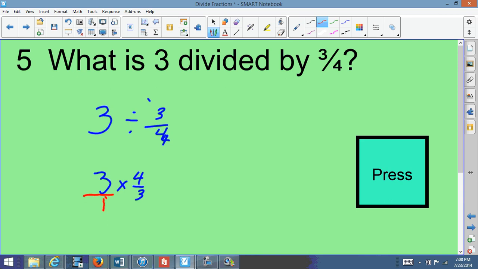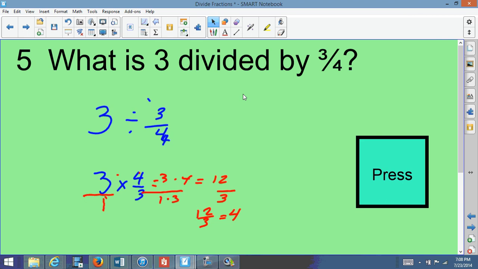If you remember my other video on how to multiply fractions, top times top. So we'll have 3 times 4, and that'll equal the new top number, which is 12. And underneath that we have 1 times 3, and that'll give us 3. So our answer is going to be 12 over 3. And by the way, we can reduce that. 12 divided by 3 is equal to 4. So our answer is going to be 4.